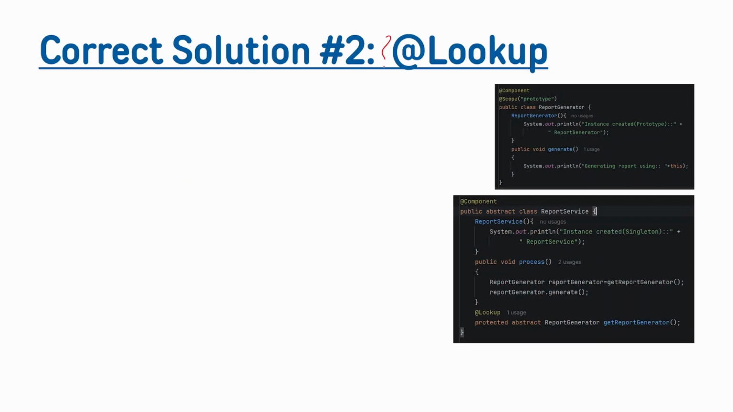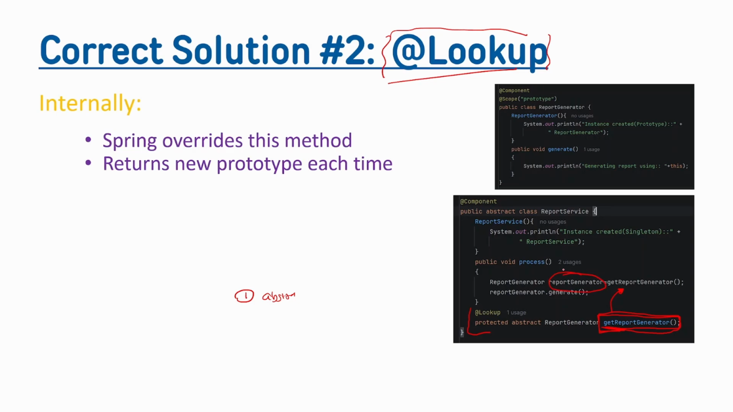The second method is using the Lookup annotation. In order to use it, what do we need to do? First we need to declare our class as an abstract class, and we need to declare one abstract method known as getReportGenerator. Spring will override this method and give us the report generator each time. So what will happen here? Spring will override this method and return a new prototype bean each time.